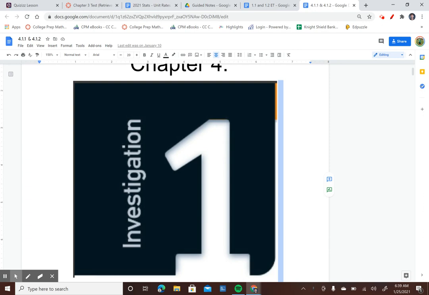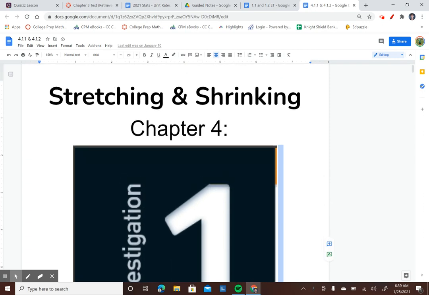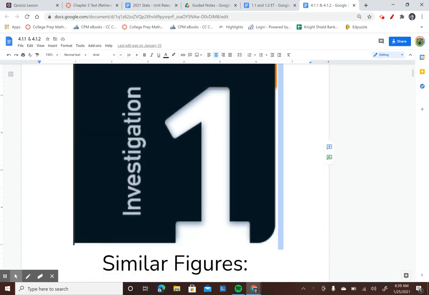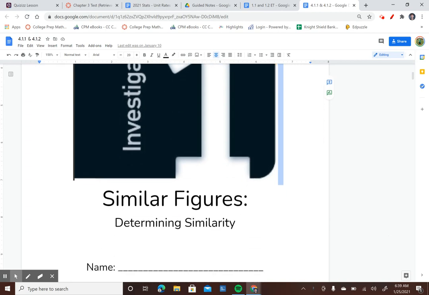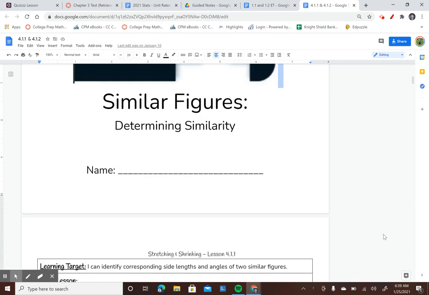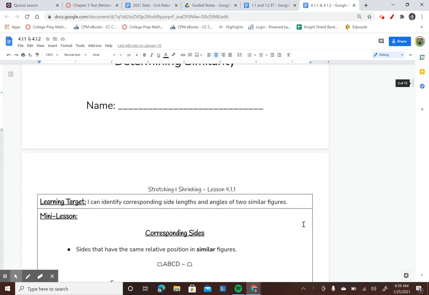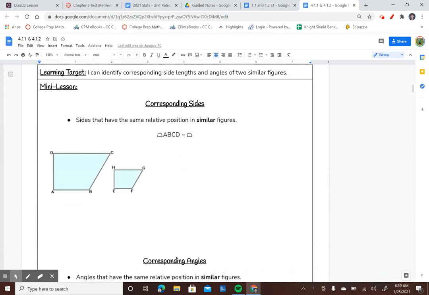We're going to be taking a look at Investigation 1 today, so you should all have this packet here, Stretching and Shrinking, Chapter 1. Investigation 1, Similar Figures. We're going to determine similarity. So there's a place to write your name, and once you do that, you're going to scroll down here to Lesson 4.1.1. The learning target is I can identify corresponding side lengths and angles of two similar figures.